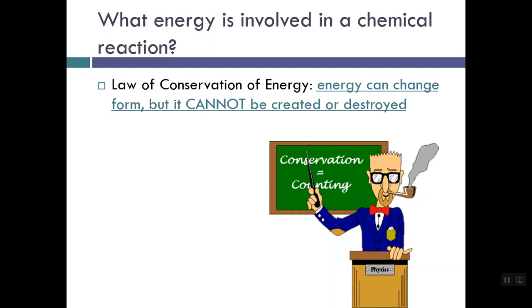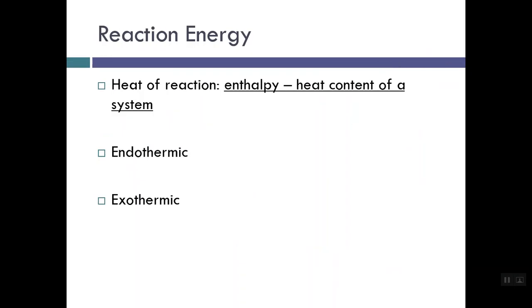What energy is involved in a chemical reaction? Well, just like we had the law of conservation of mass when we were balancing equations, we have the law of conservation of energy. Energy also cannot be created or destroyed. It can change forms, but it cannot be created or destroyed. So we measure energy in the form of heat. So you have reaction energy. The heat of reaction, which we talked about a second ago with enthalpy, is the heat content of the system.